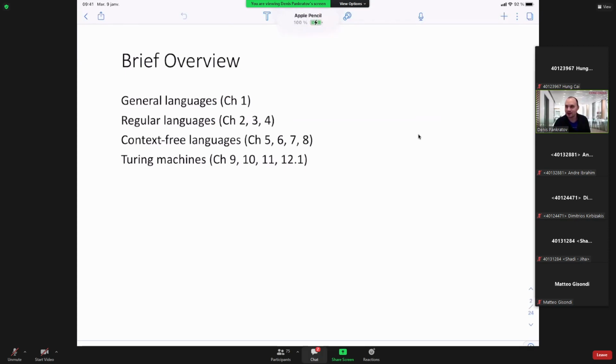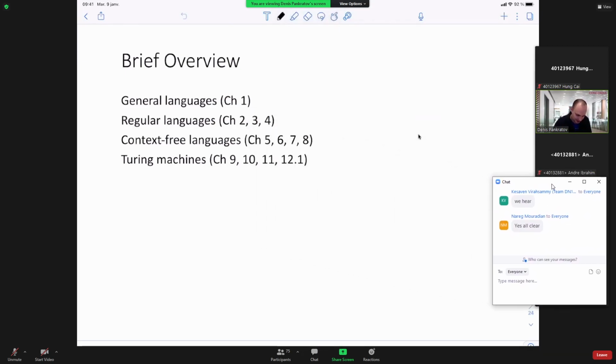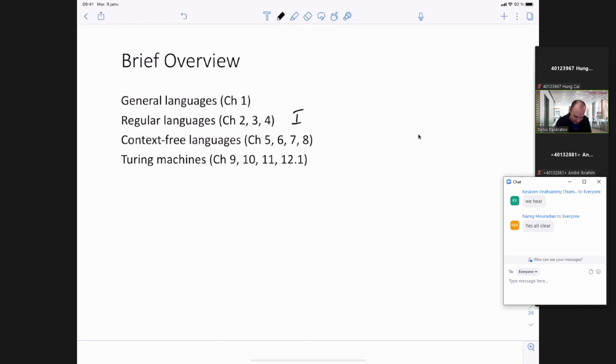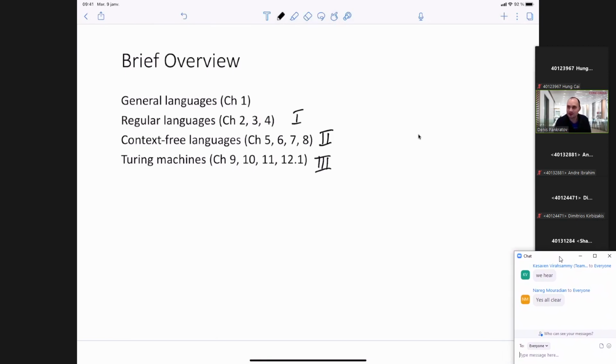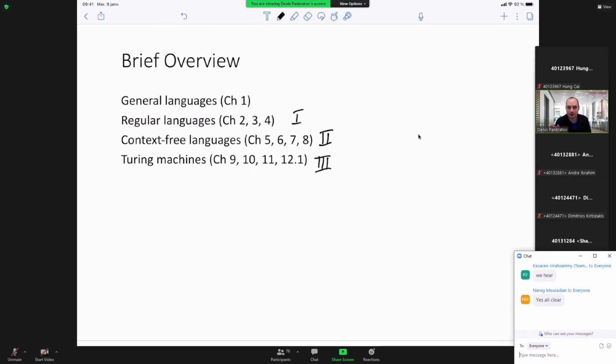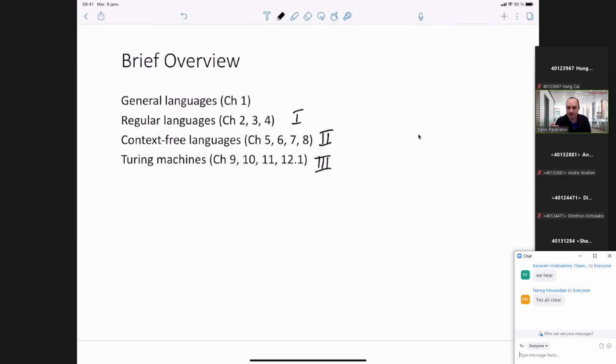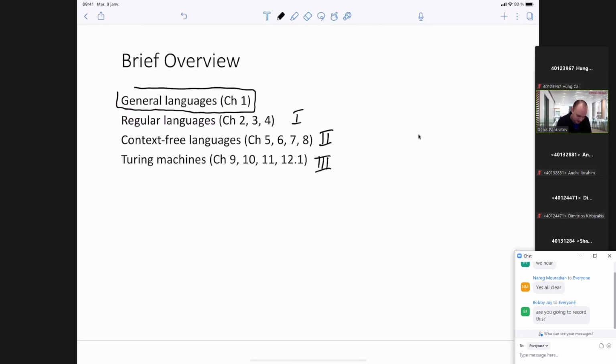As you can see, this course is actually split into 3 main parts: Part 1, Part 2, and Part 3. Part 1 deals with regular languages. That corresponds to Chapters 2, 3, 4. We then talked about context-free languages, Chapters 5, 6, 7, 8, and then Turing machines, Chapters 9, 10, 11, 12. And there is this preliminary chapter, Chapter 1, which deals with general languages. So you can expect questions about all these topics.